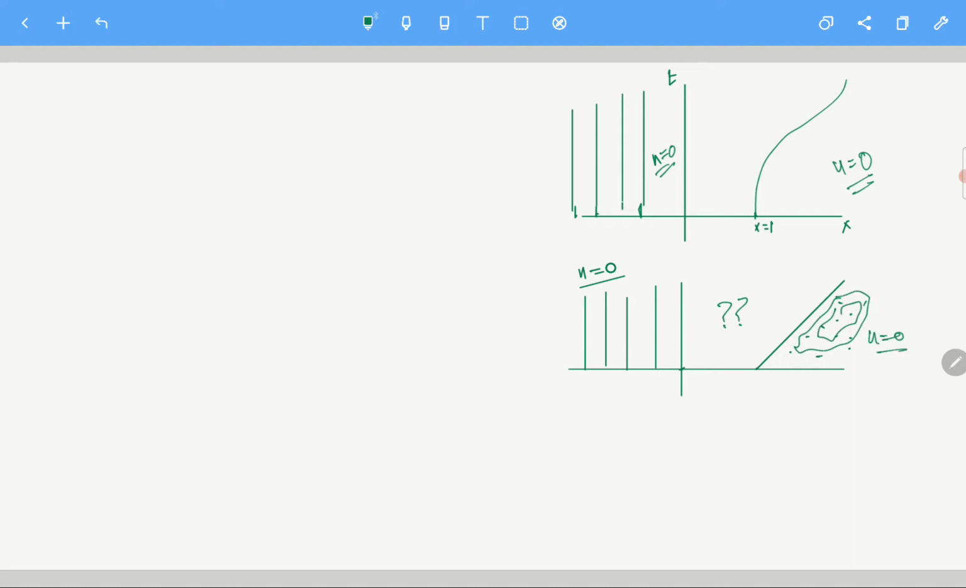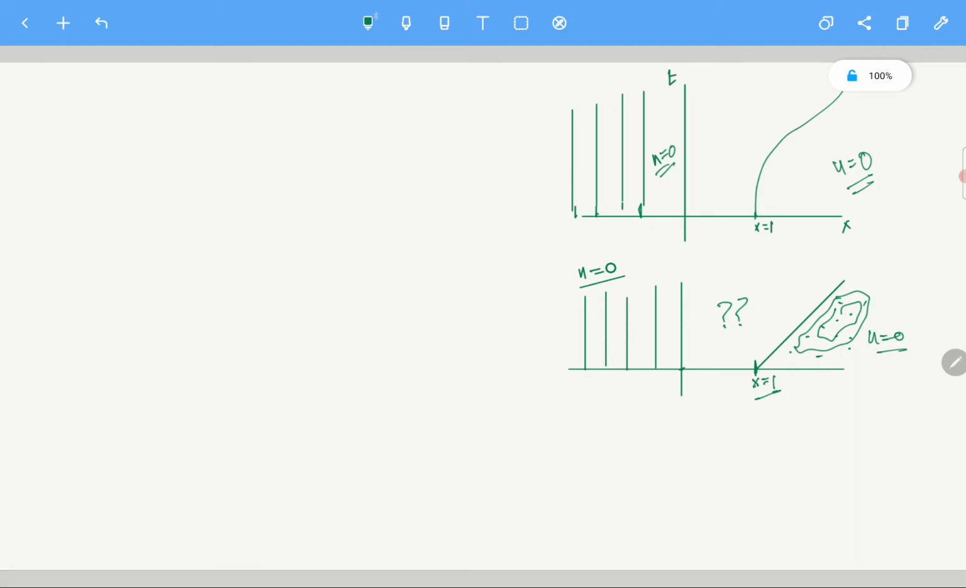So u equals 0 here, u equals 0 here. That was given to us. I don't know what is happening in this area. That is the point which I want to look at. Of course, if there is a shock curve that starts from x equals 1, then what is the speed of the shock curve? That we need to find out. So how do you find out the speed of the shock curve?